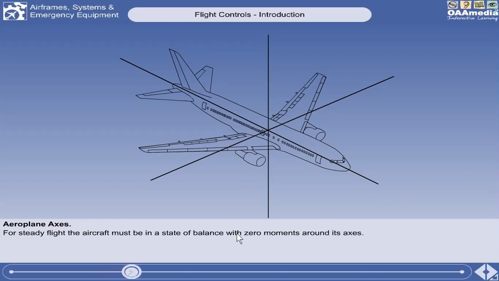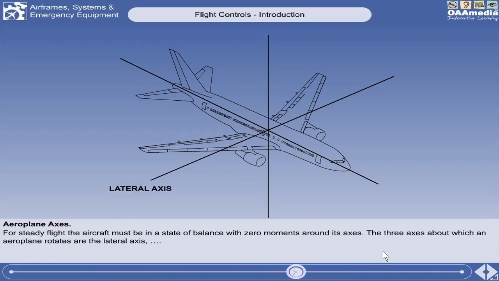The primary flight controls are designed to enable this to be achieved for all possible configurations and center of gravity positions. The controls are also required to maneuver the aircraft around its 3 axes. The 3 axes about which an aeroplane rotates are the lateral axis, the longitudinal axis, and the normal axis. Okay, so these are the 3 axes ng isang aeroplano, no? First, we have the lateral axis. Ang lateral axis, kumbaga wingtip to wingtip. Okay, so yun yung lateral axis natin.